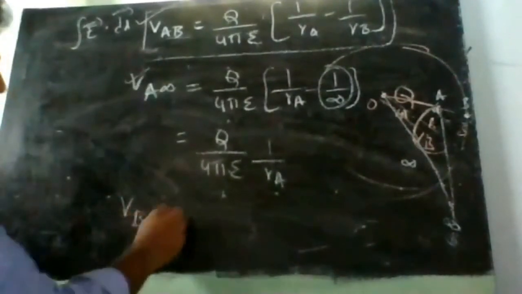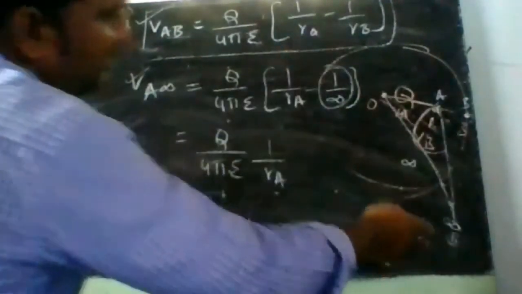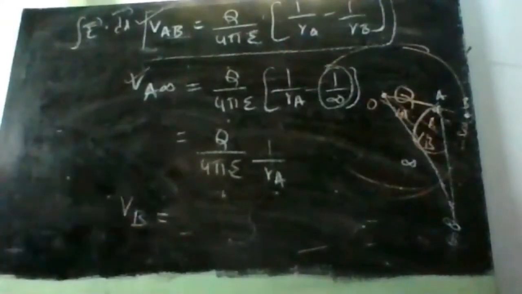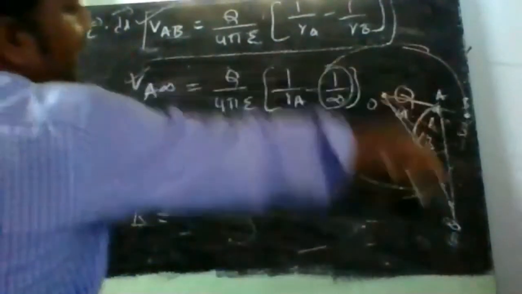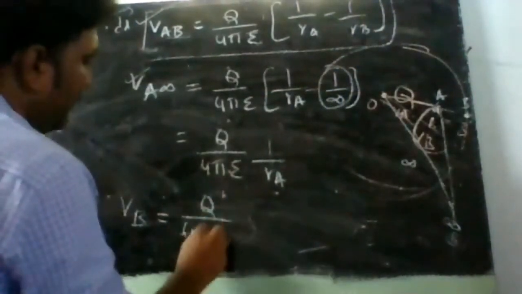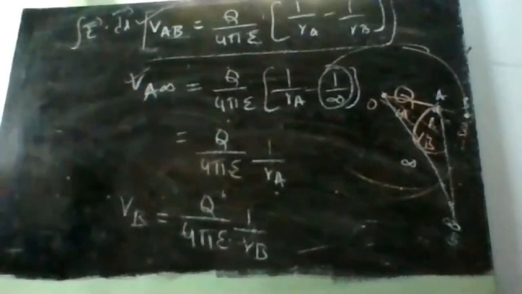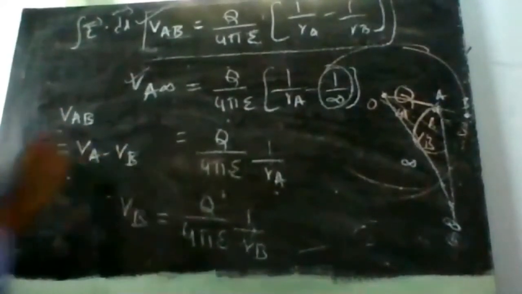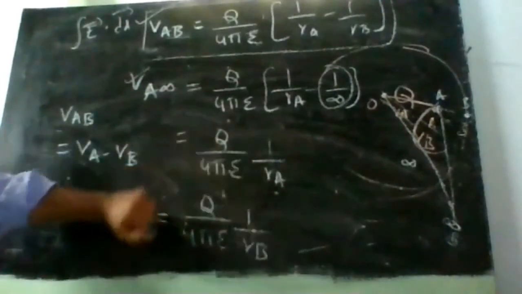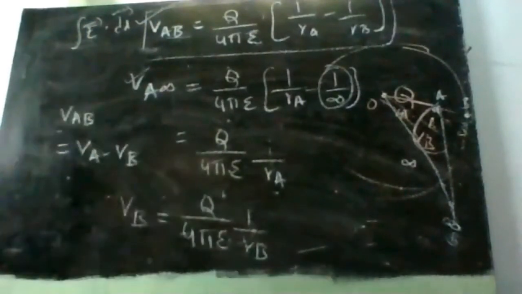Similarly, if I take the absolute potential at point B, VB, now the point is moved from infinity to point B. So the final point is RB and the initial point is infinity. Putting this as infinity, what I get is q by 4 pi epsilon 1 by RB. So we can see that VAB is always equal to VA minus VB, with q by 4 pi epsilon taken as common, 1 by RA minus 1 by RB. That gives us the potential difference between the 2 points.